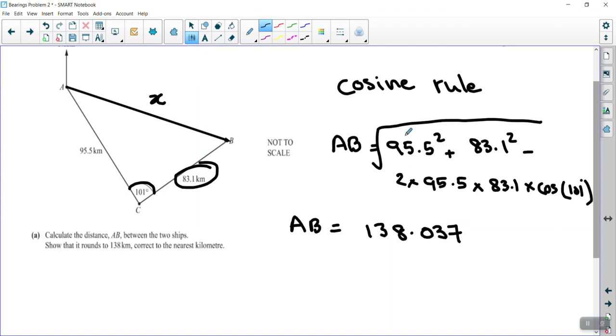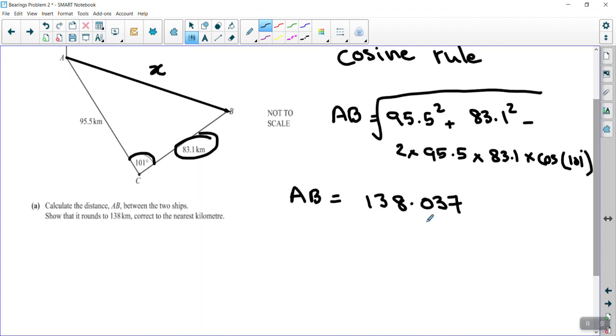which would give us AB equals 138.037. At this point, obviously, you'll use a calculator. And then show the entire answer, because they said rounded to this, so the entire answer is important. Then you round it correctly to the nearest kilometer, and that would round to 138 because the next digit is a 0. So this is going to round to 138 kilometers to the nearest kilometer. So that is for this part.